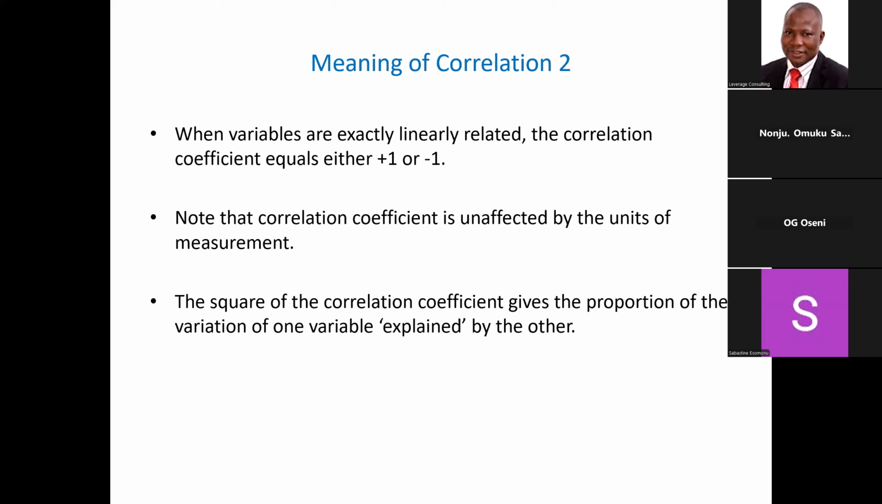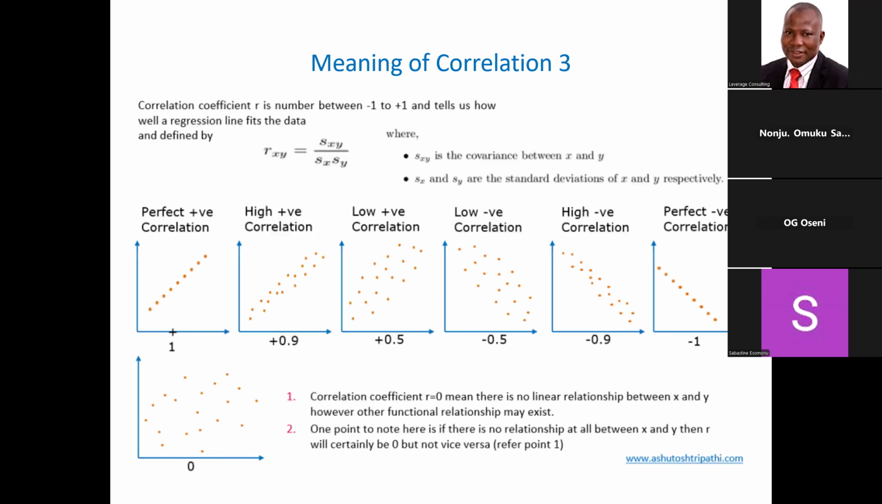The square of the correlation coefficient gives the proportion of the variation of one variable explained by the other. I will talk about it when we get to regression. This is what we call the coefficient of determination. So correlation and regression are related somehow.